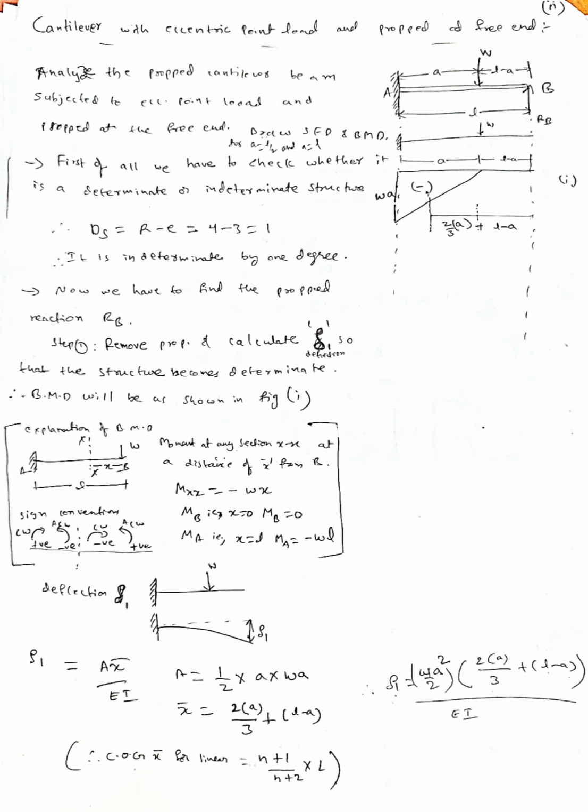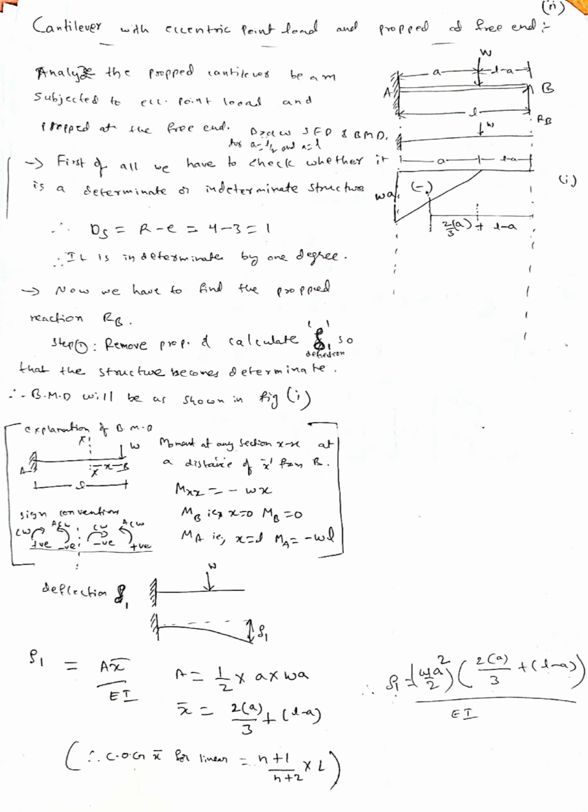A equal to L by 2 means the point load is at the center. A equal to L means the point load is at B. Now first of all we have to check whether it is a determinate or indeterminate structure. So DS equal to r minus e. Our total number of reactions is 4. 4 minus 3 equal to 1. It is indeterminate, indeterminate by 1 degree.